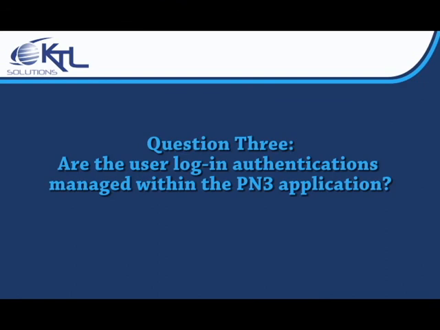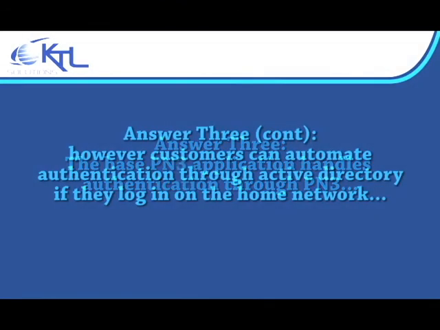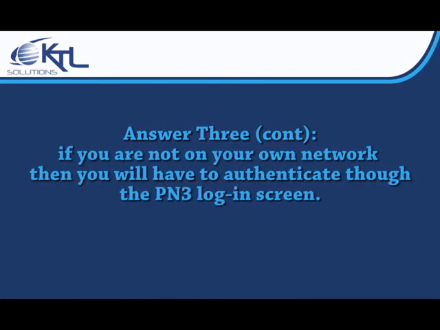The base PN3 application does authentication through PN3. However, many of our customers, and we do this quite often, can automate authentication through Active Directory. In those cases, if we sense who the user is based upon their network login, then the login screen in PN3 is not presented. We only present the PN3 login screen if they're not logged onto your network, and in that case they would use their same network login and password to get into PN3. But if they are on the network, we pass it and let them in automatically. It's kind of a single sign-on, if you will.